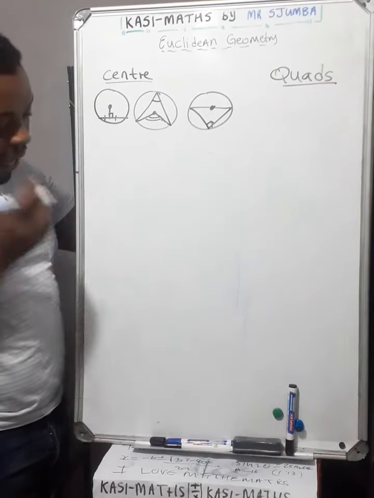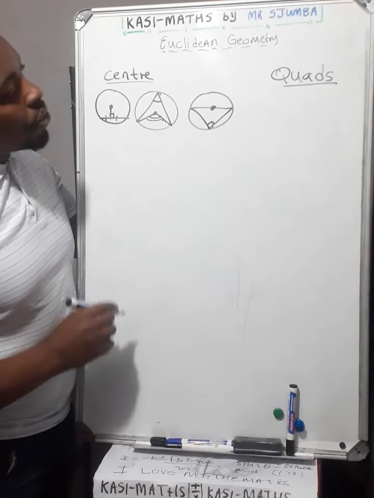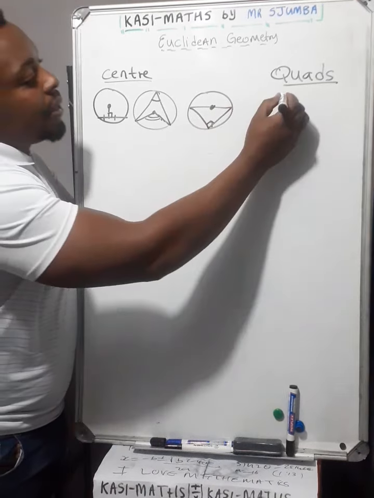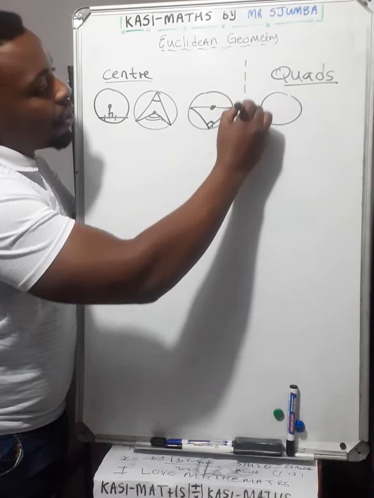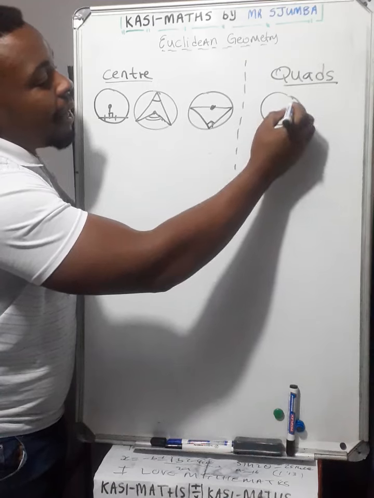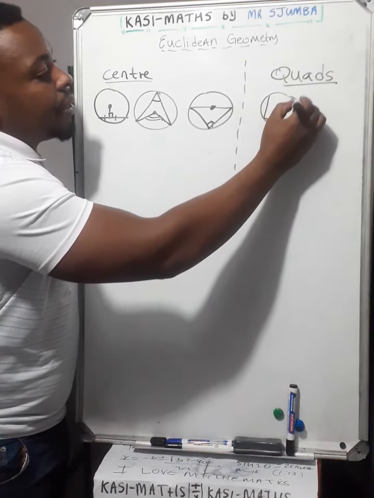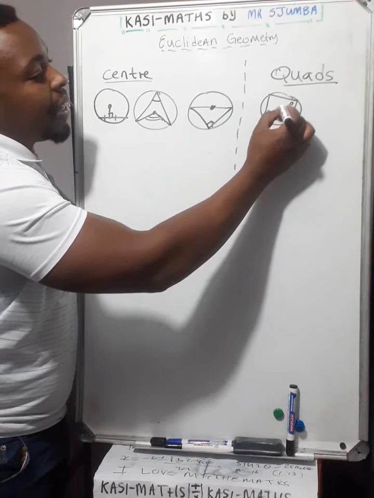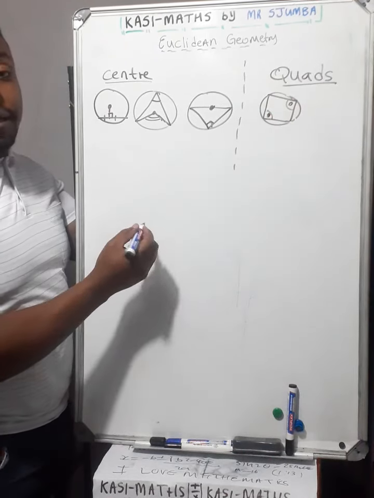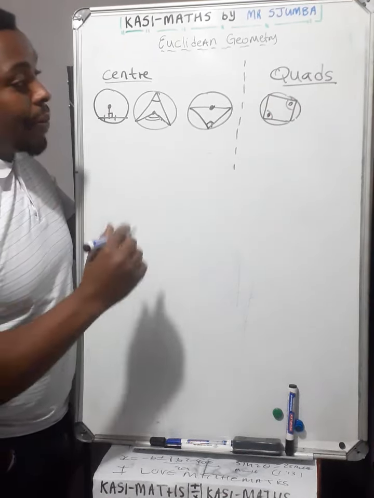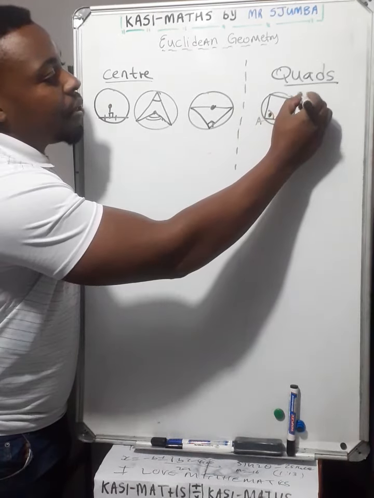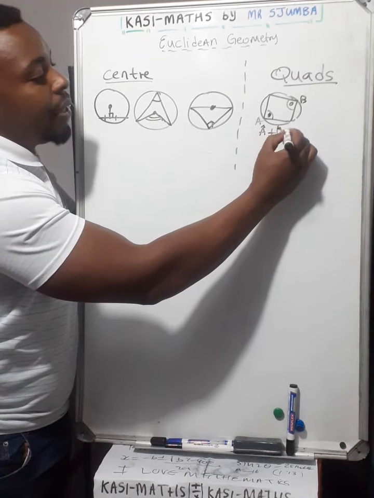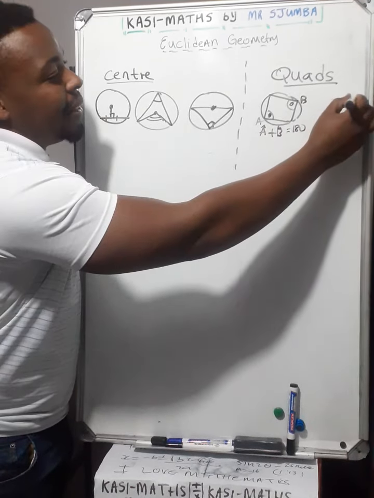How do quads work? So with quads, we have a theorem that says the opposite angles of a cyclic quad are supplementary. They are not equal, they are supplementary. So if we have A, we know that angle A plus angle B equals 180.